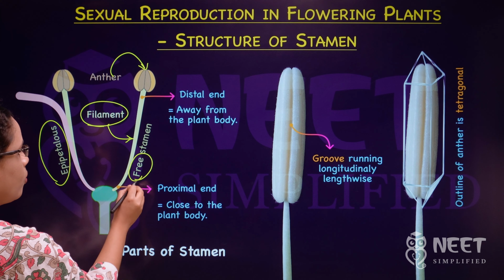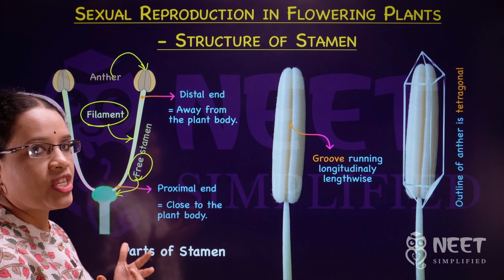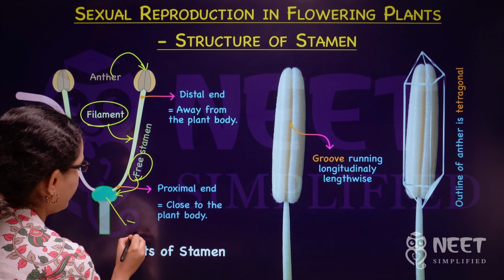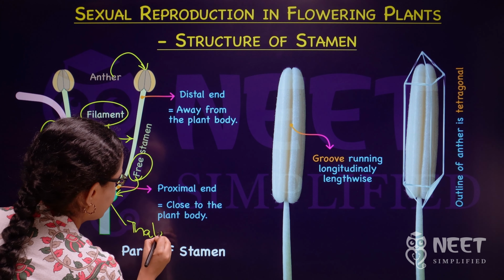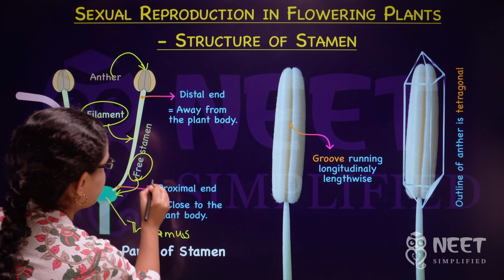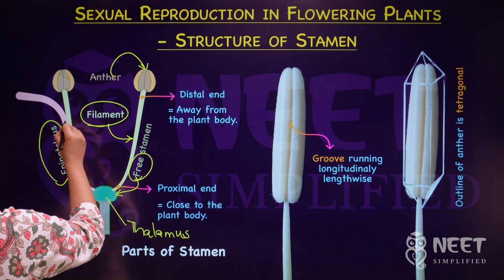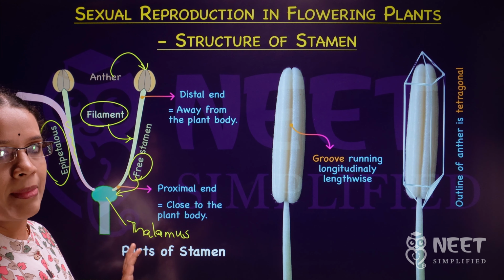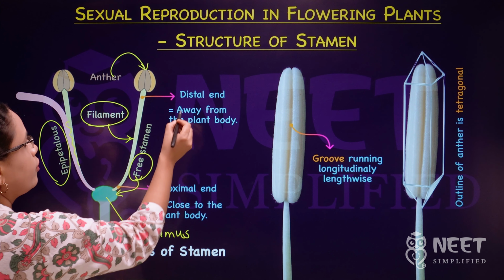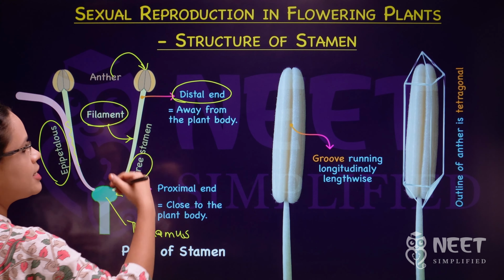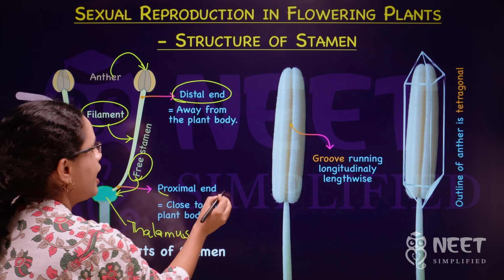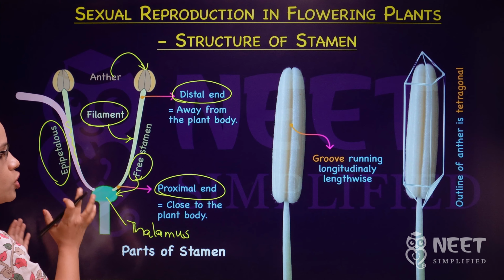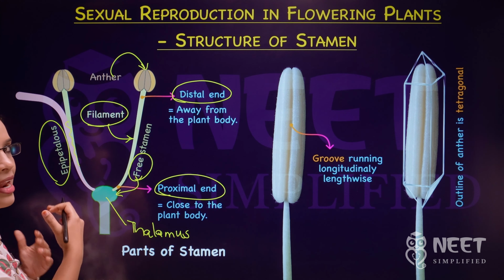Free in the sense they are only attached to the thalamus, which is nothing but the seat of the floral organs. So such stamens we call free stamens, whereas few you will find attached to the petals, we call them epipetalous stamens. And now the distal end of the stamen is that which is away from the plant body, and proximal end is that which is close to the plant body or close to the thalamus.